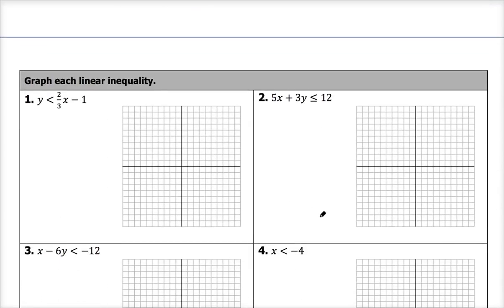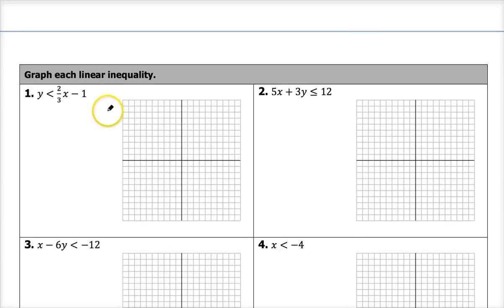So on the back, example 1, y is less than or equal to 2/3 x minus 1. This is already in slope-intercept form, so we can go ahead and plot our points. The y-intercept is at -1. The slope is positive 2/3. So our points are going to do this.